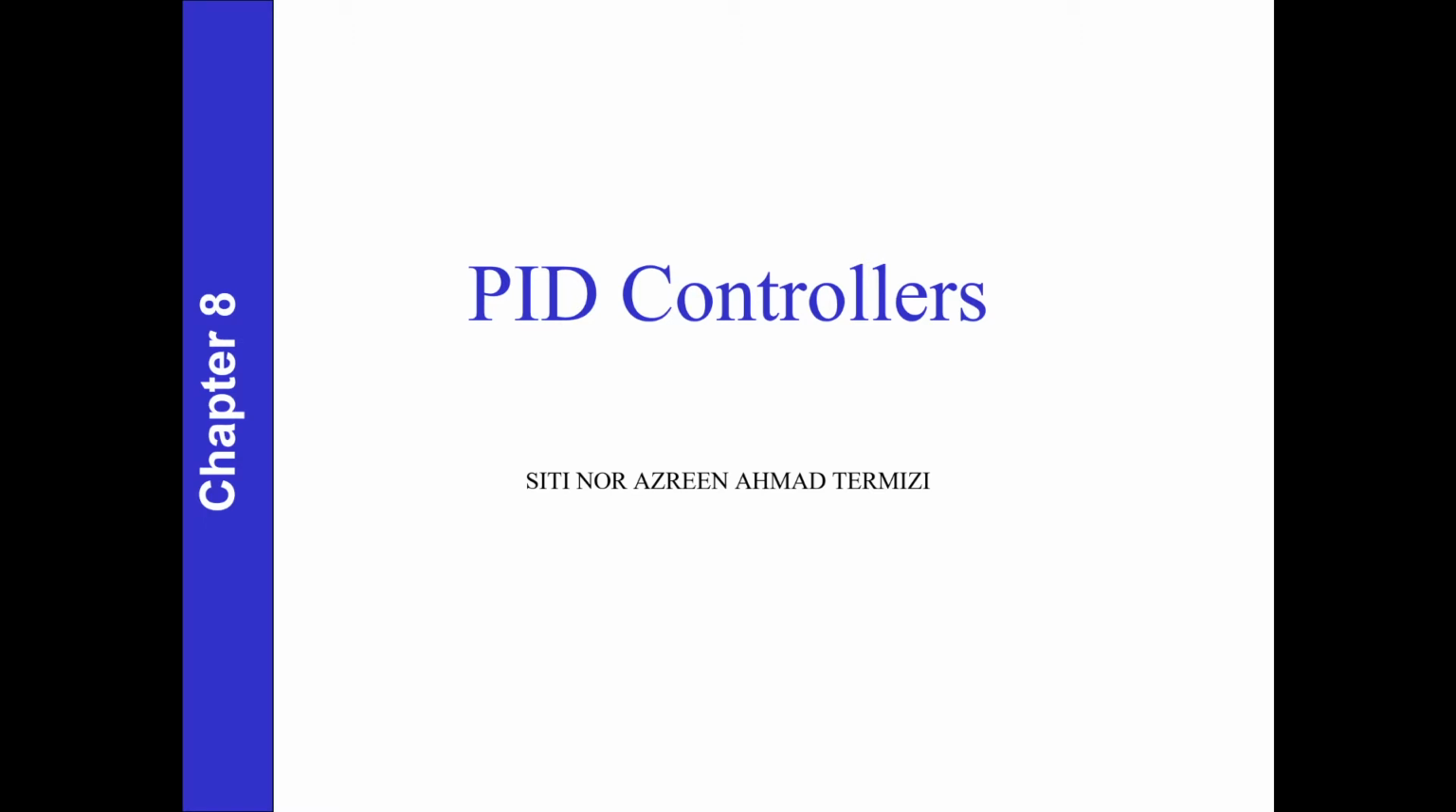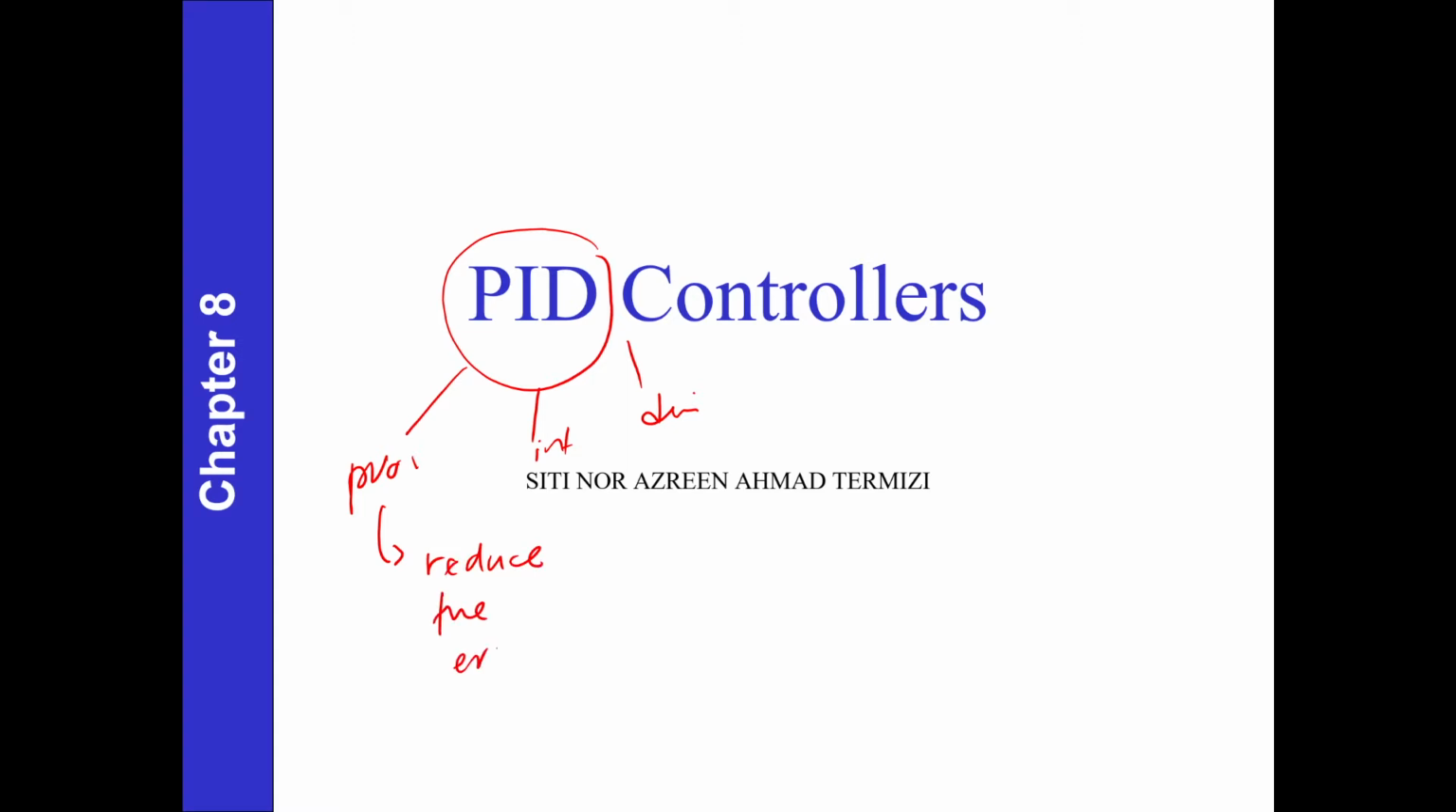Okay, chapter 8 is talking about the PID controller. What is a PID controller? PID is one type of controller that is commonly used in industry. There are a lot of controllers in control systems, but the most common one is PID because it is simple. So this PID is about proportional, integral, and derivative mode. For proportional mode, it just reduces the error.